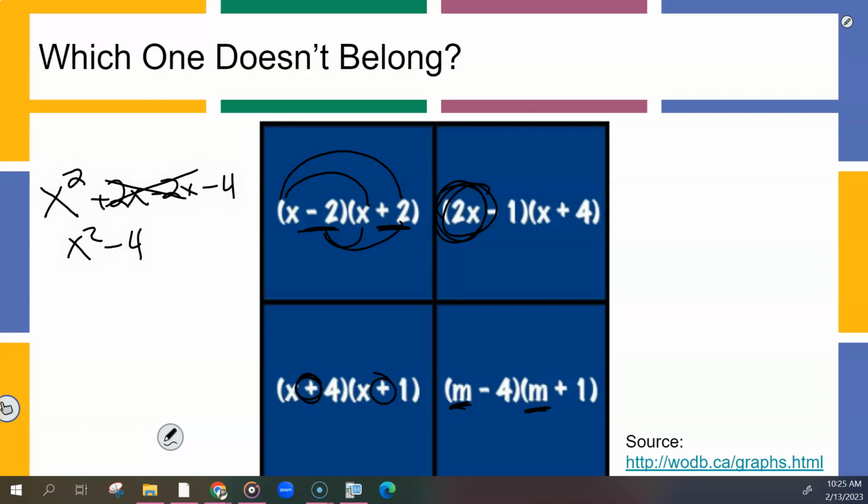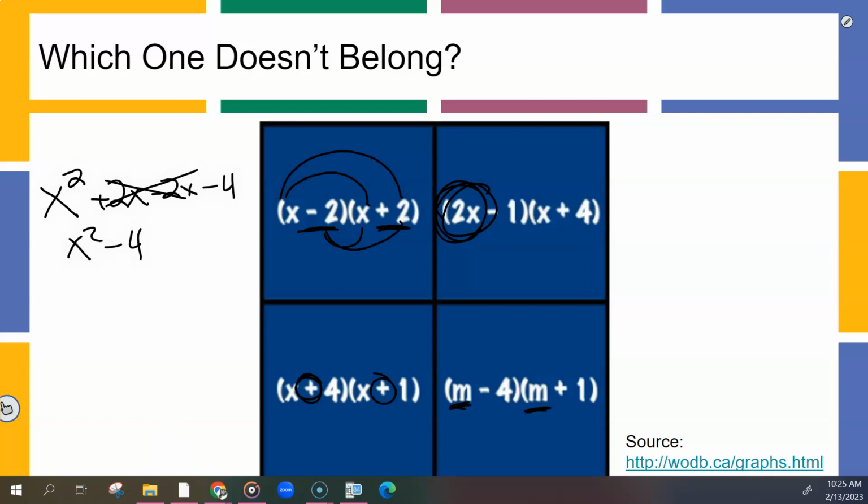So the top left one is the only one where it doesn't have a middle term when you distribute it out, because all these would. This one we could also say is difference of squares. These would give you positive answers. This one would give you 2 negative answers. All of those could be reasons why any of these do not belong.